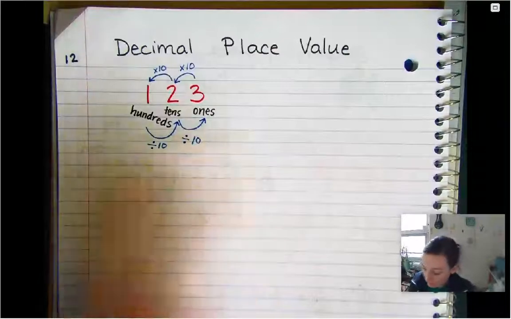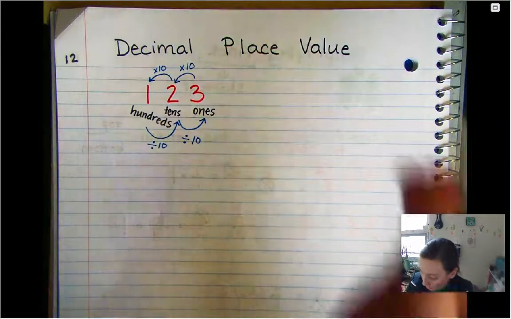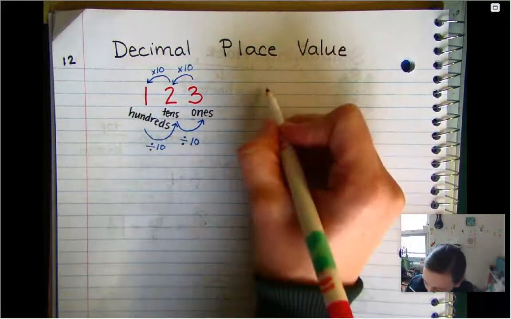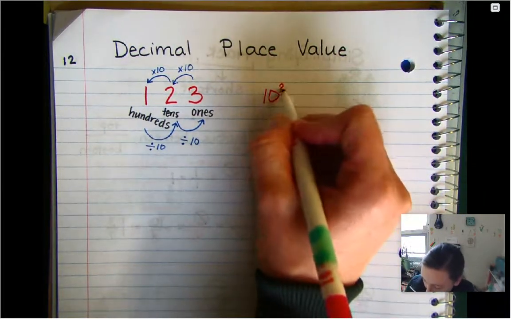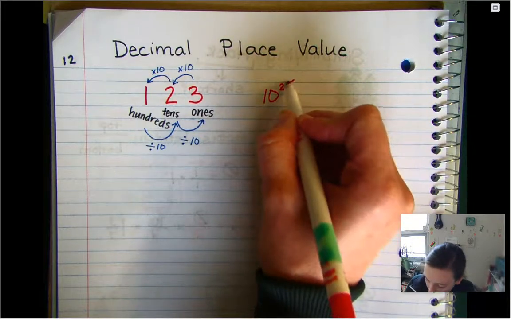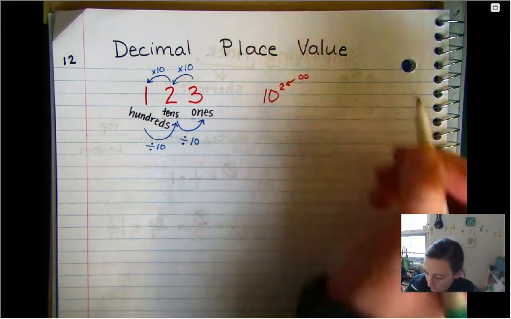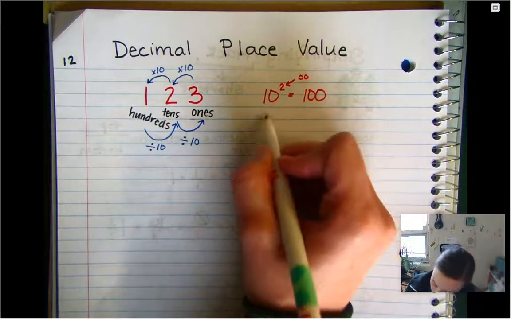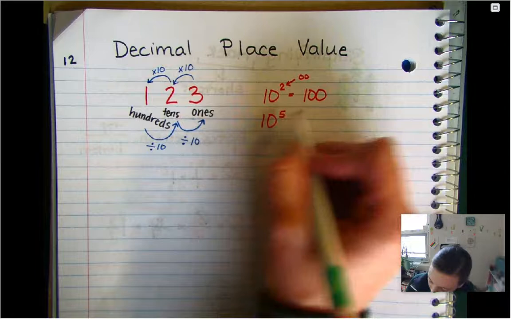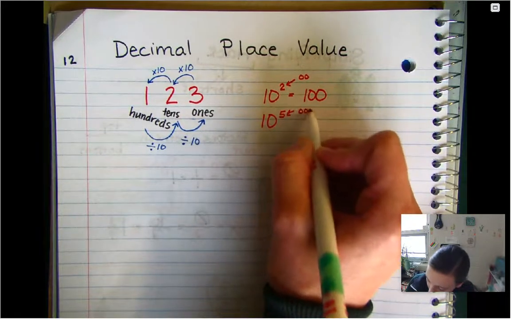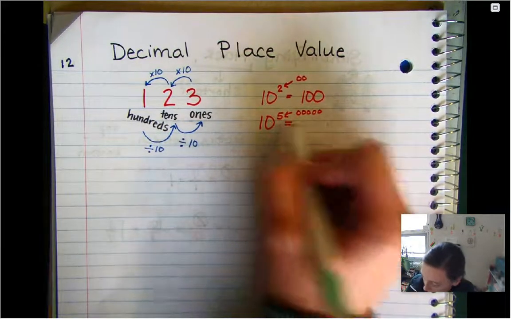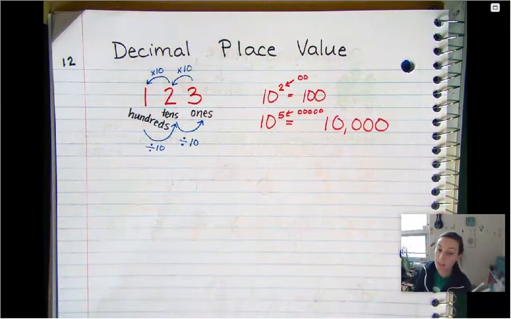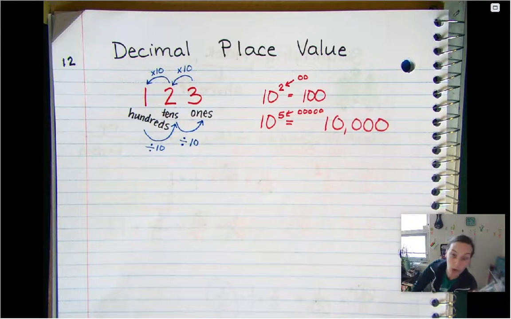This is the same reason why, when we do exponential notation and we have 10 to the second power, we can use this to be the number of zeros. 10 to the second power equals 100. 10 to the fifth power means 5 zeros, which is 10,000. So these kinds of pieces all work together.